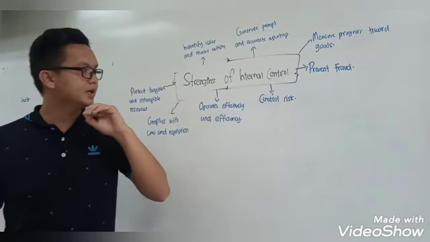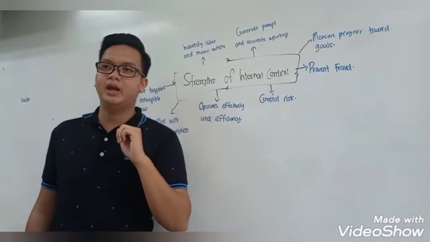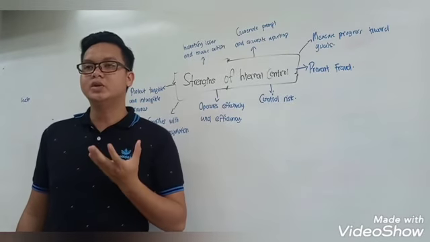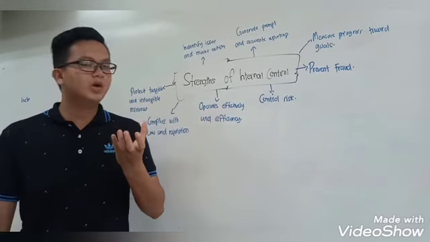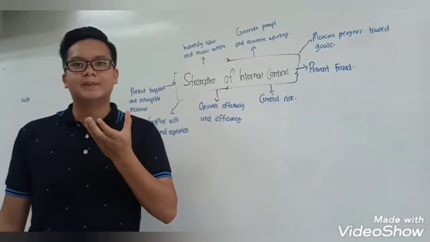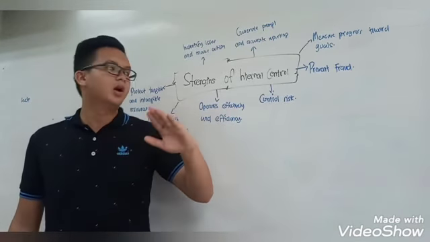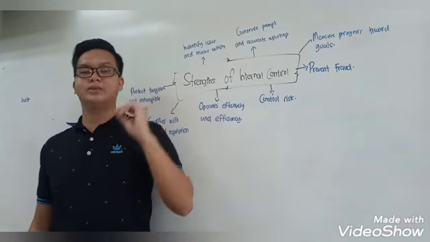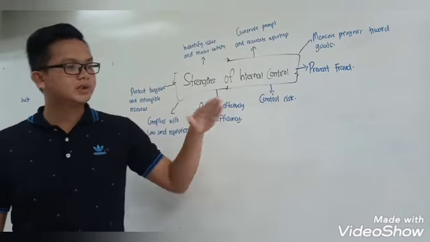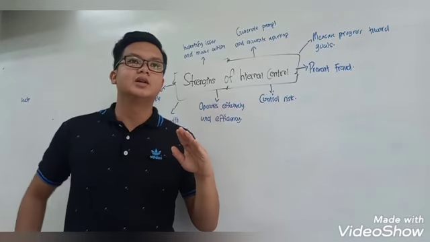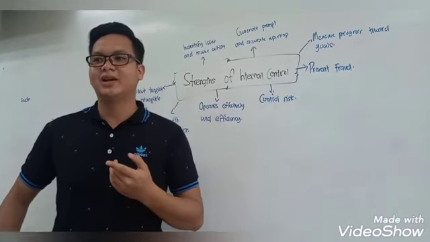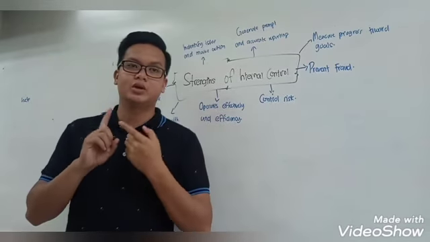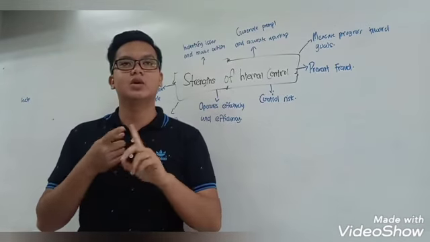Next one is operates effectively and efficiently. This means that when you control a business, your operating system will operate effectively and efficiently because you control the business. Next one is control risk. When you plan your control, then you can control your risk. You can minimize it to the lowest level.